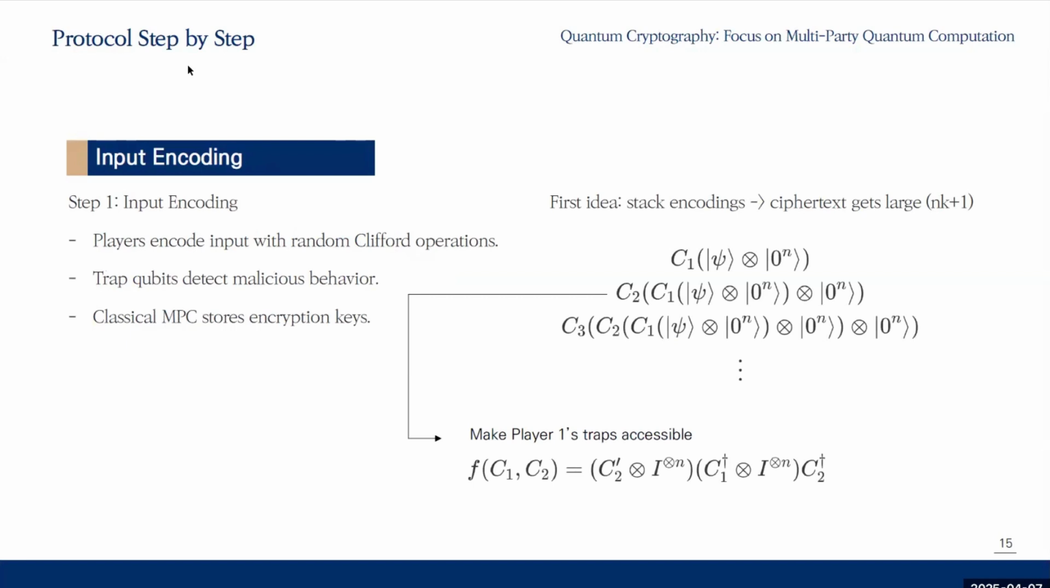So this is step one, input encoding. Each player encodes their input using random Clifford operations. Trap qubits are inserted to detect any malicious actions. Importantly, the classical MPC securely stores the encryption keys, and initially, we might think to stack encodings, but this leads to very large ciphertexts. To manage this, we cleverly apply a function f(C1, C2) to keep the ciphertext size manageable while preserving security. And this function f is calculated by classical multi-party computation.